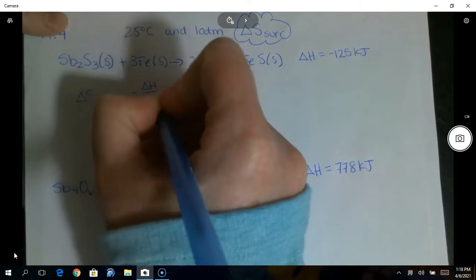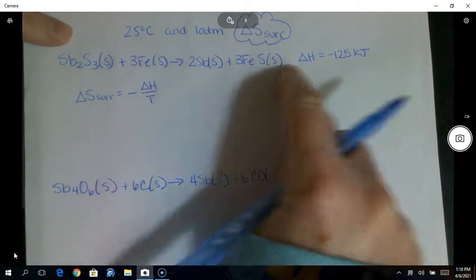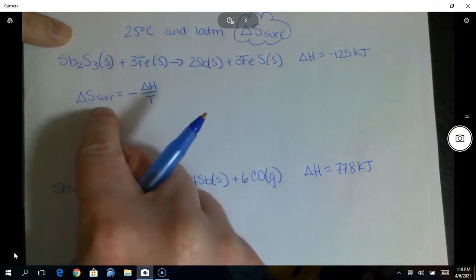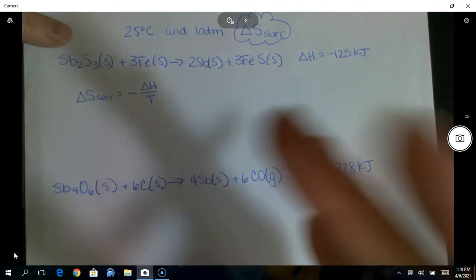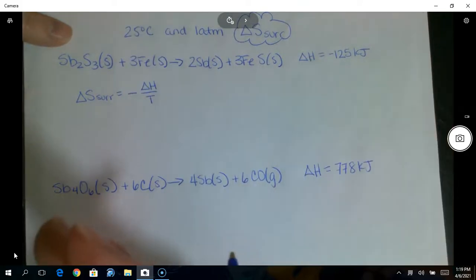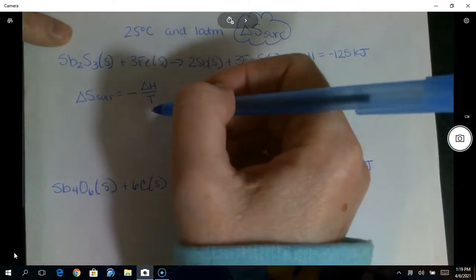change in enthalpy divided by temperature. Now remember, it's a negative because our change in enthalpy is talking about this specific reaction, but we're caring about our surroundings, so it's going to be the opposite, right? If heat is lost in this reaction, it's gained by your surroundings. If heat is gained in the reaction, it's because the surroundings lost it. And entropy is related to heat transfer divided by temperature.